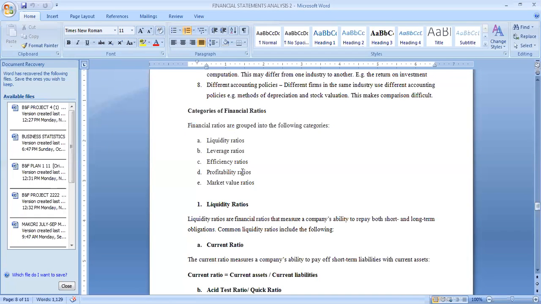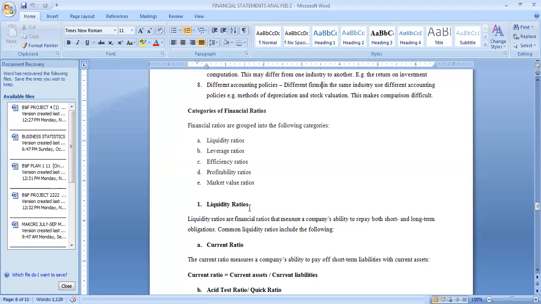So the first 4 are commonly applicable. The liquidity ratios. These ratios are normally used in getting or confirming the ability of a business to repay short-term and long-term obligations. The liquidity ratios, in short, they normally measure the ability of the firm to have cash, the ability of the firm to convert its assets into cash, and therefore able to meet the financial obligations or the financial debts when they fall due.